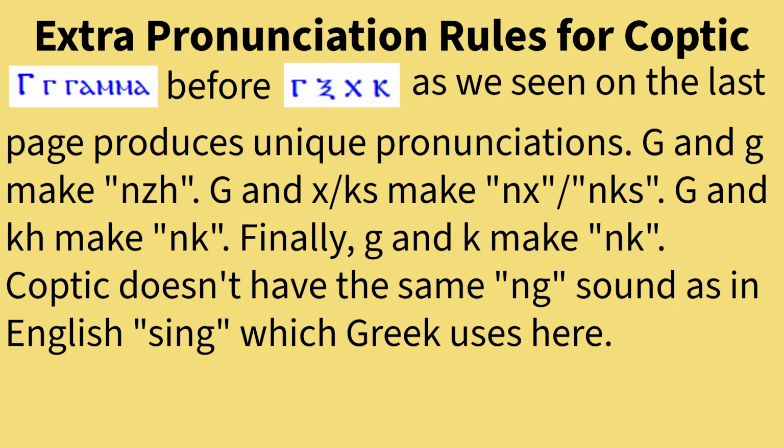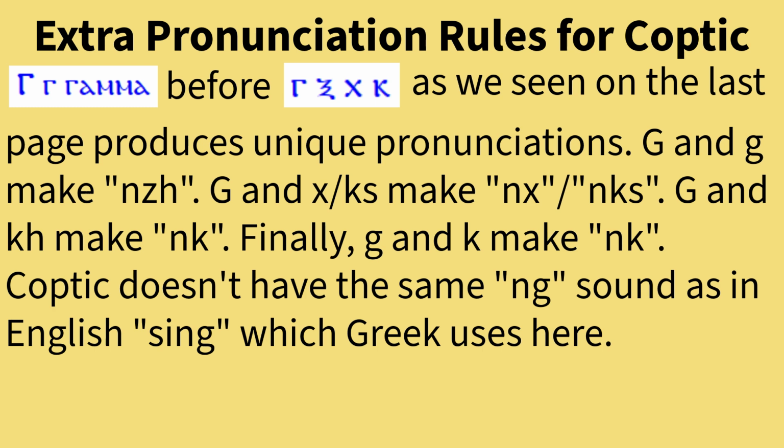G and ks, or X, make n, ks, N followed by ks as in the X sound. G and k, the other way of writing the letter K in the Old Bohairic pronunciation system, make n, k, so N followed by a K sound. Finally, G and K, as in G and Gabwa, make N and K also, the same as the previous combination. So we get n, k.